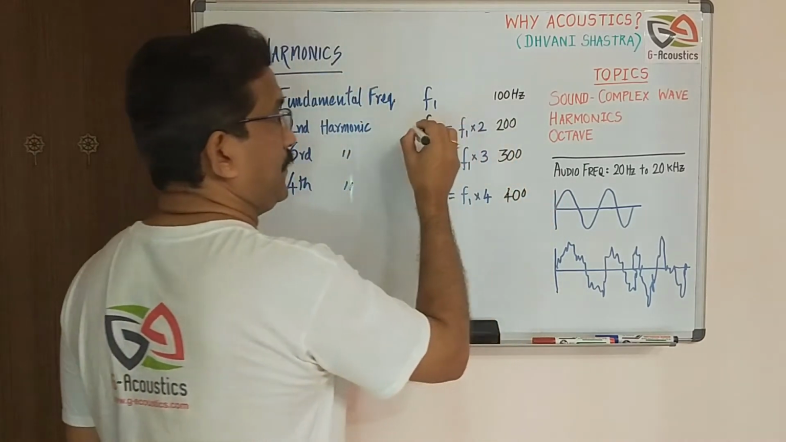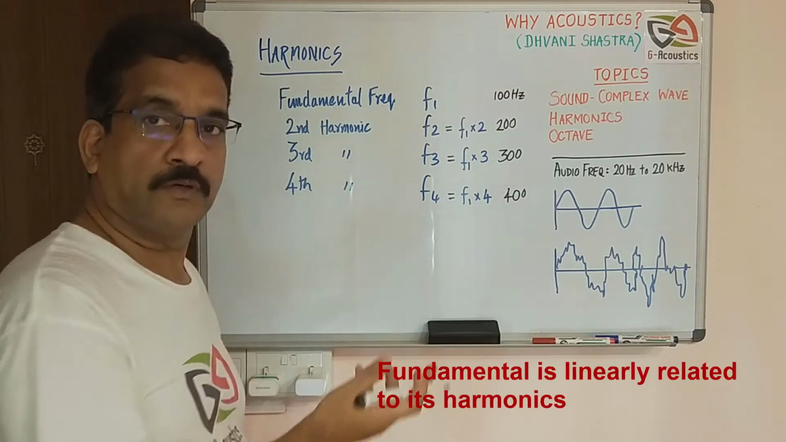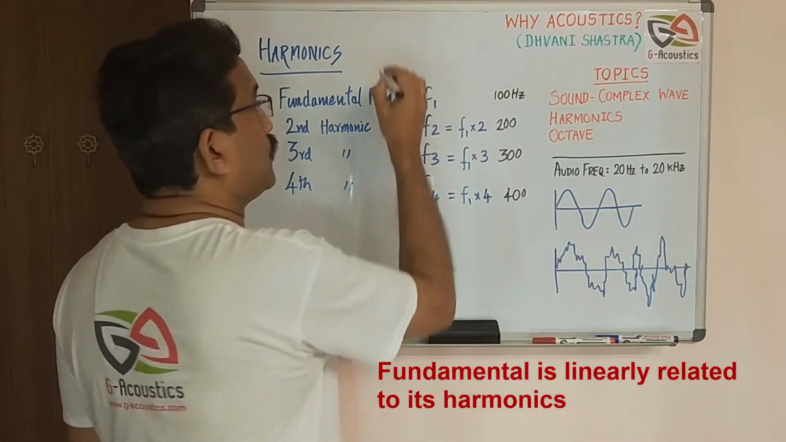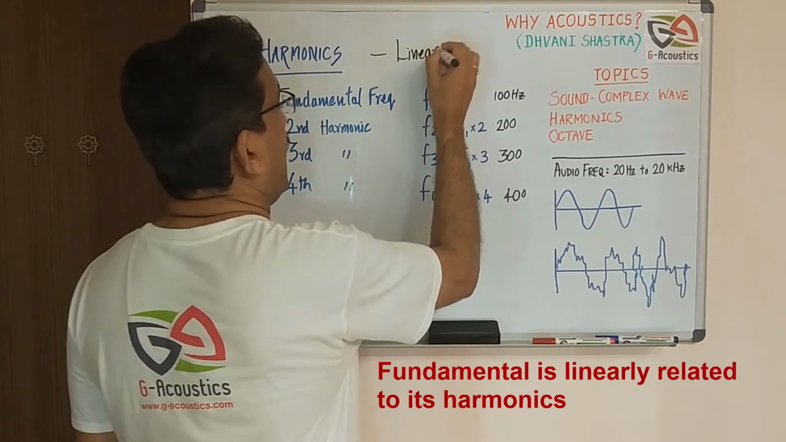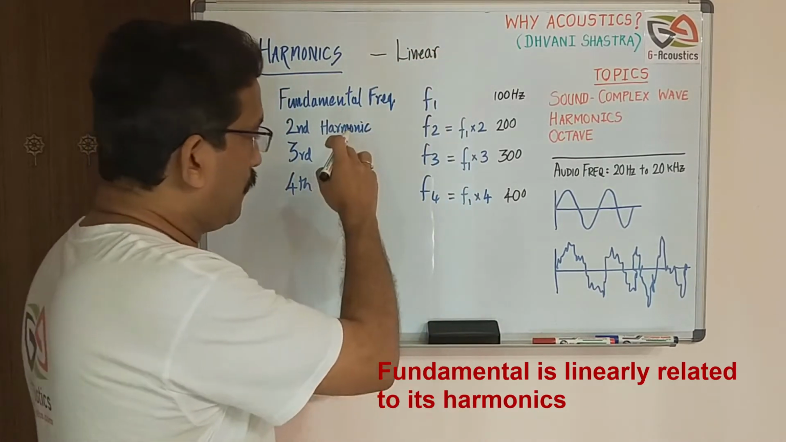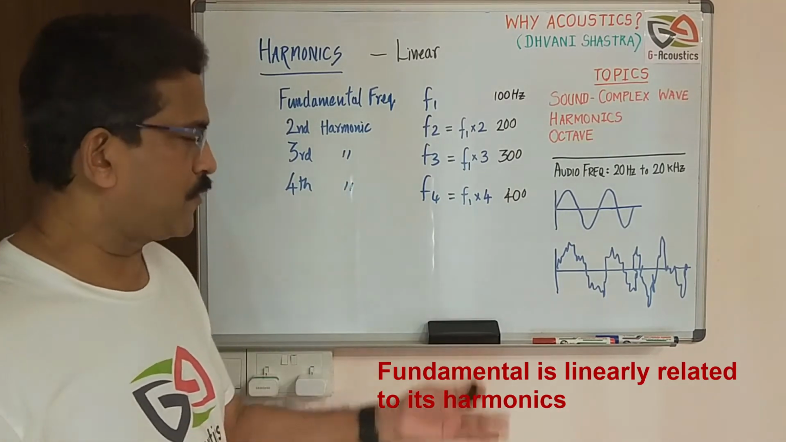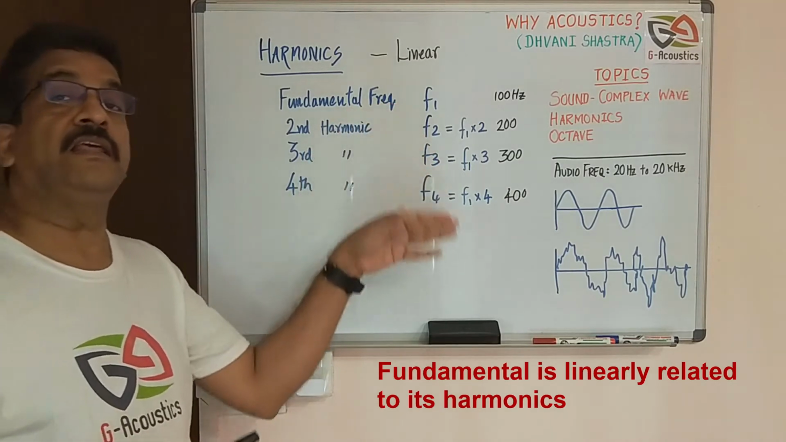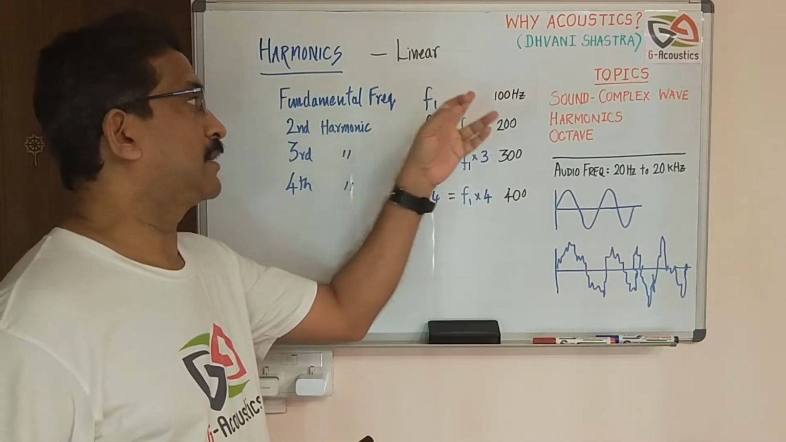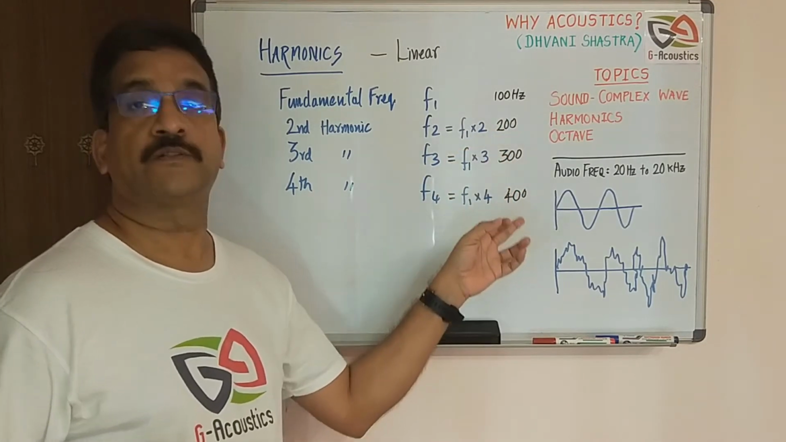Now, if you see, how is the relationship between the fundamental, second, third and fourth? They are linear. So, we call the relationship between the fundamental frequency and the second to multiple harmonics, nth harmonic, maybe 10th harmonic, 12th harmonic, 20th harmonic, whichever it is, linear. So, they are linearly related. Suppose you take this as 1 kilohertz, then this will be 2 kilohertz, 3 kilohertz, 4 kilohertz.